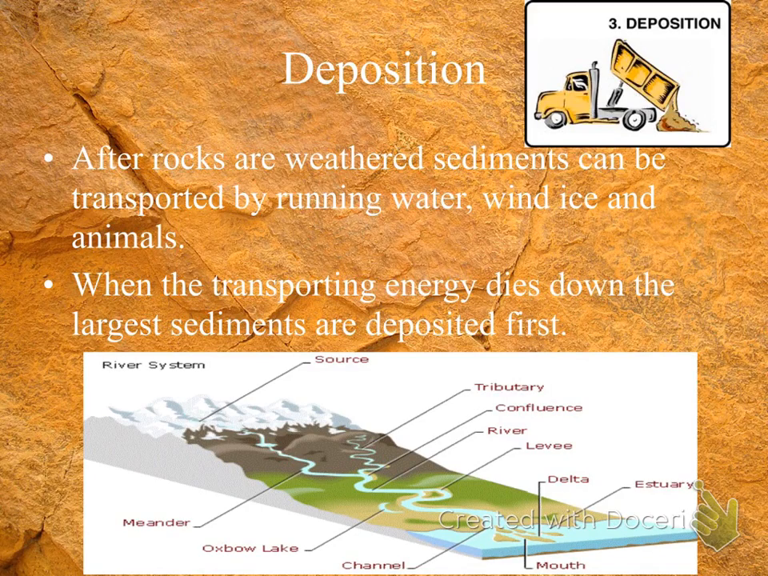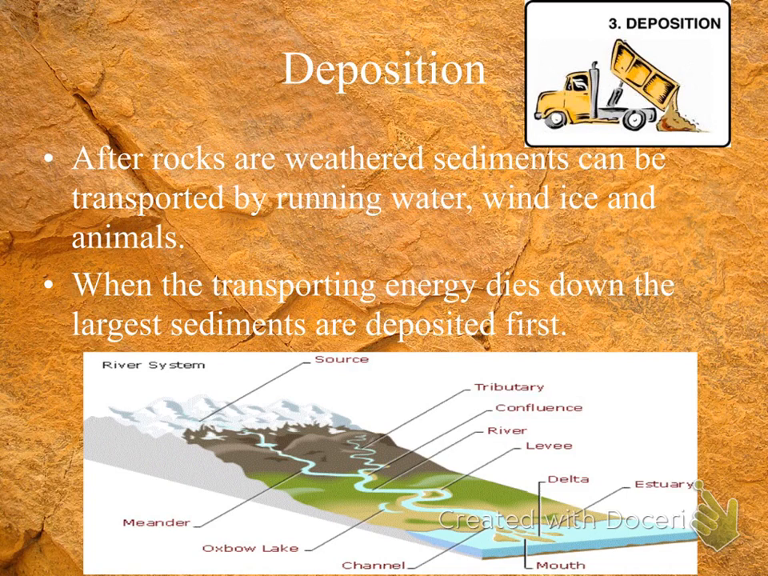So after weathering, we get deposition. The rock is broken down into smaller pieces. It's eroded away, meaning that it's carried somewhere else. And then it's deposited. It says after rocks are weathered, sediment can be transported by running water, wind, ice, and animals. So all of those things could cause the sediment to move somewhere else.